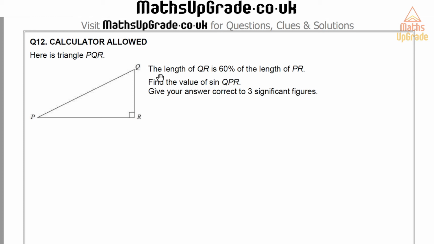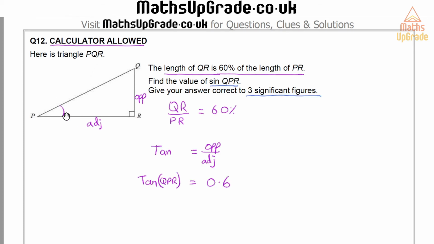I'm told that the length of QR is 60% of the length of PR. I need to find the value of sin of QPR, this angle here. So let's just label the angle there, and let's label the lengths of QR and PR from the point of view of this angle. So imagine you're standing on this angle. This side is opposite to you, it's face to face, so it's opposite. This side is next to you, it's adjacent.